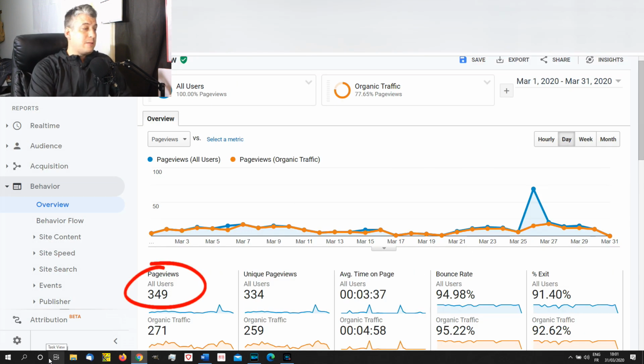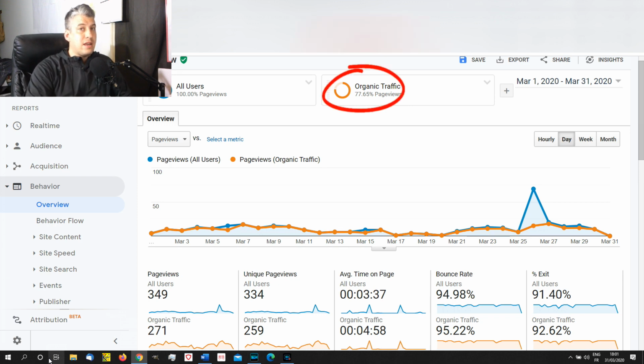Okay, so you can see in the past month, I've only had 349 visitors total, of which 271 were actual organic searches. So that's about a 77% organic search rate, which is not too bad for a website like this. But still, it's a lot lower than the first website, and as we'll see, it's a lot lower than the third website.